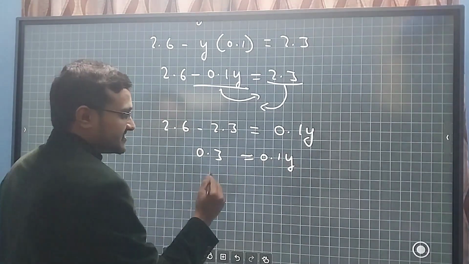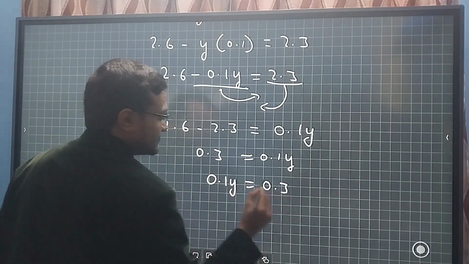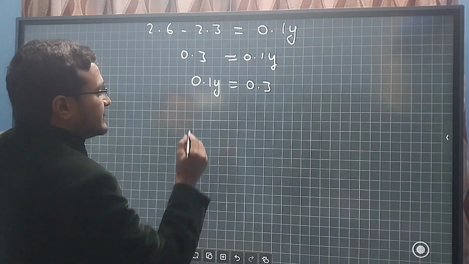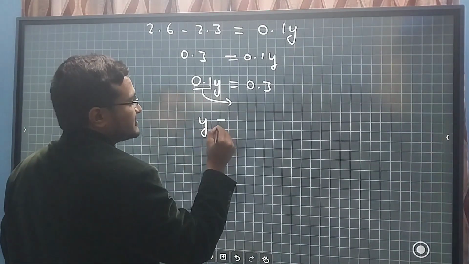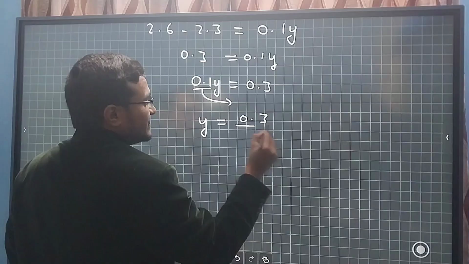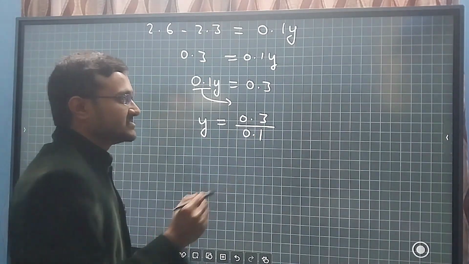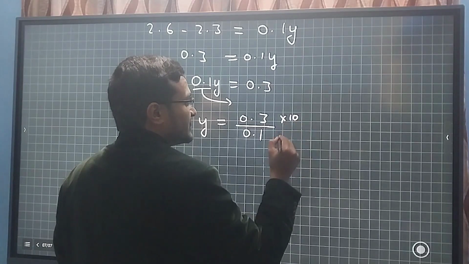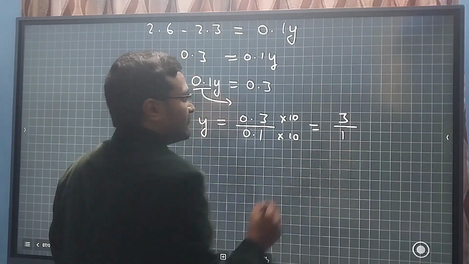So now I will just interchange this. So 0.1y is equal to 0.3. Now you can take this 0.1 to RHS. So when you do that, y is equal to 0.3 divided by 0.1. So here you can just multiply both numerator and denominator with 10. So when you do that, you will get 3 by 1.